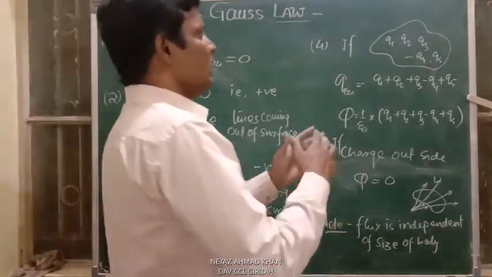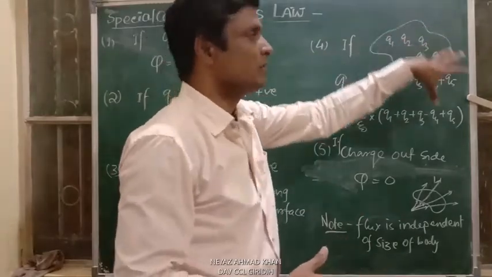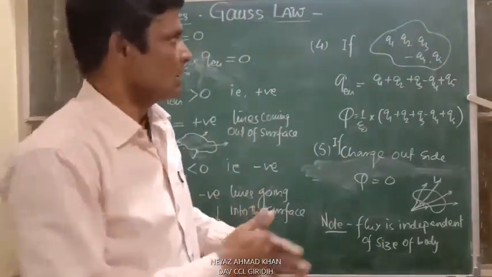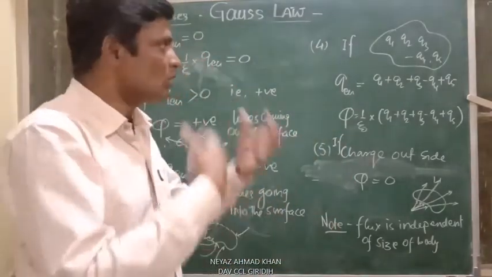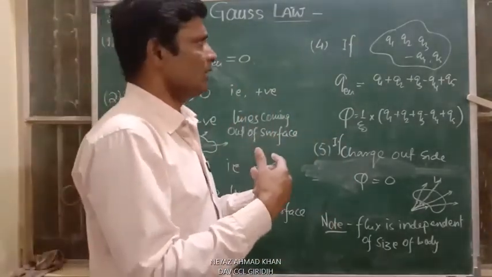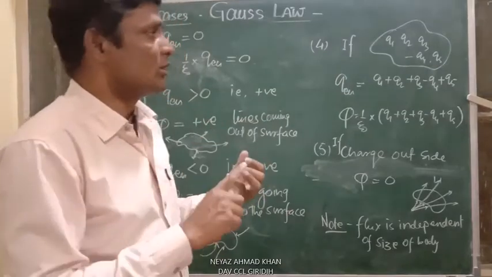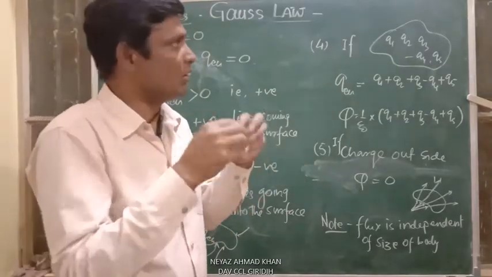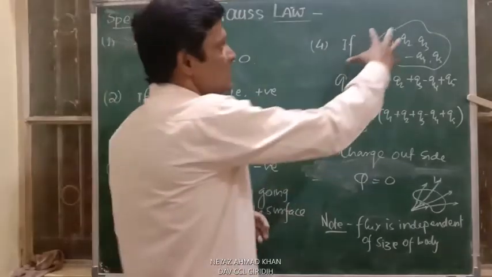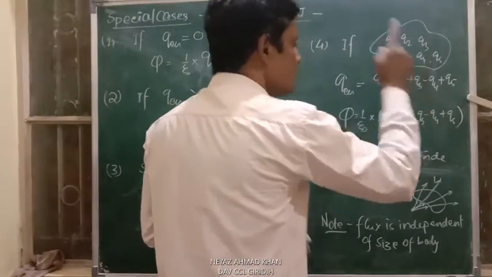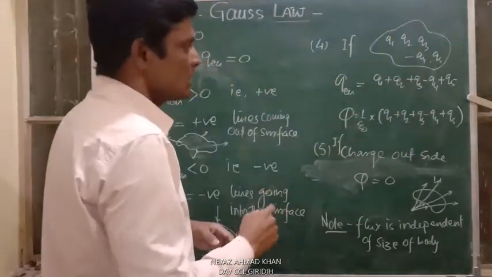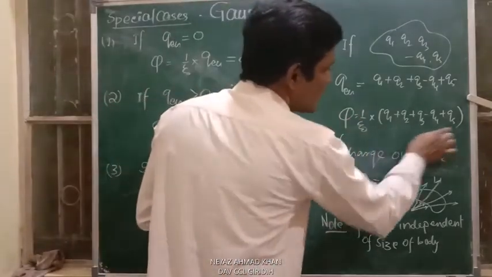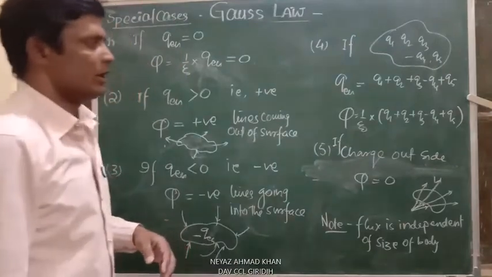Next, if there is a large number of charges enclosed within the body, then according to additivity of charges, we must calculate the total charge of the body. Remember, the position of the charges doesn't have any effect on the flux. So the total charge of the body will be calculated using additivity of charges. Now flux will be 1 by epsilon naught times the total charge enclosed within the body.